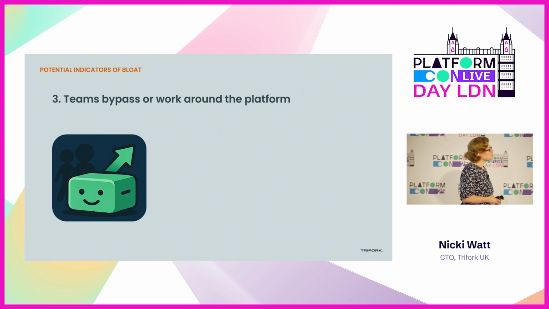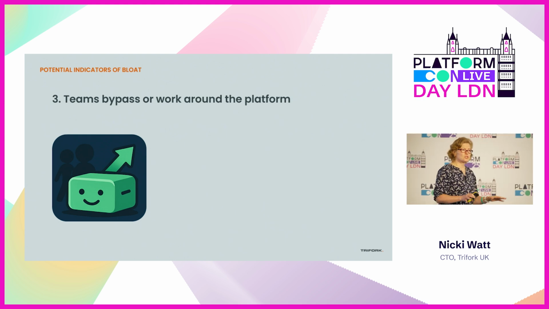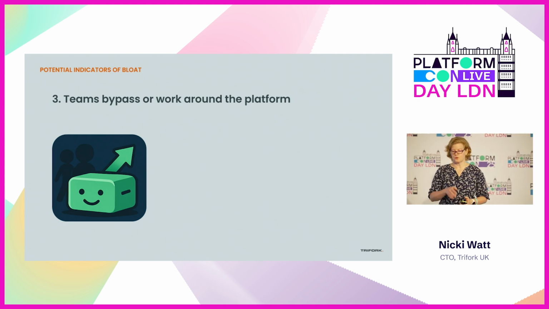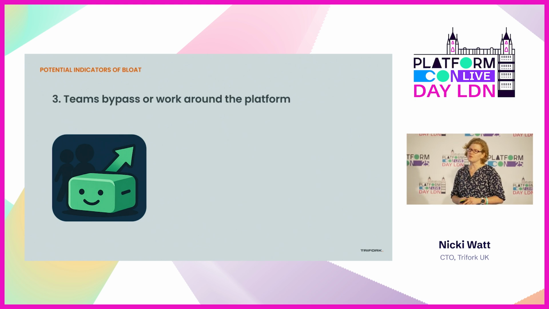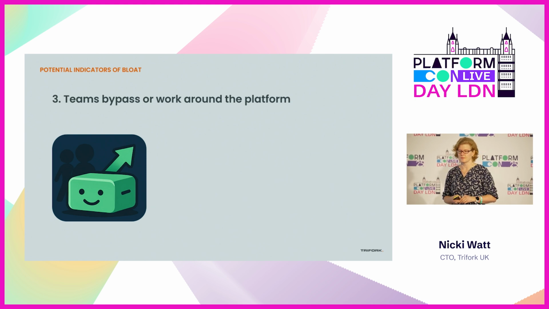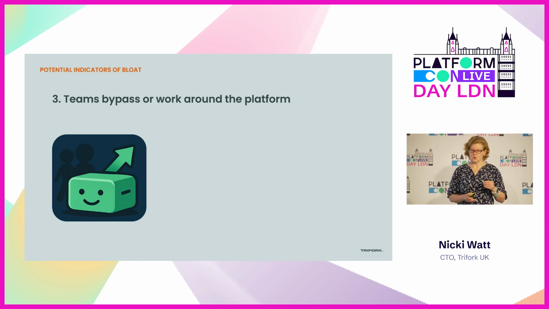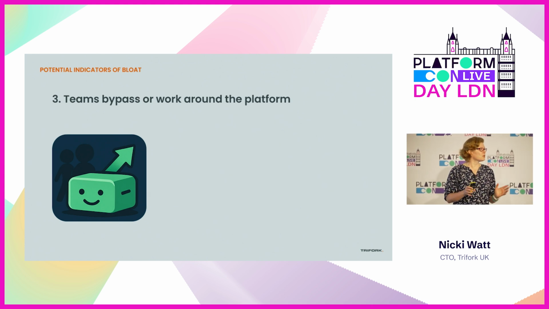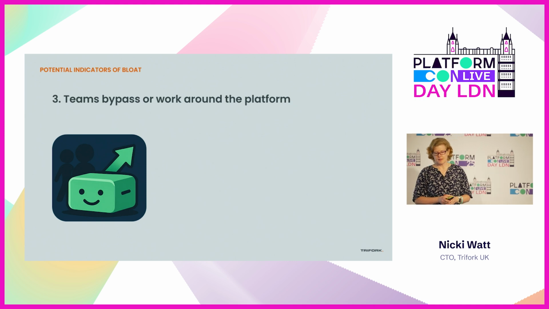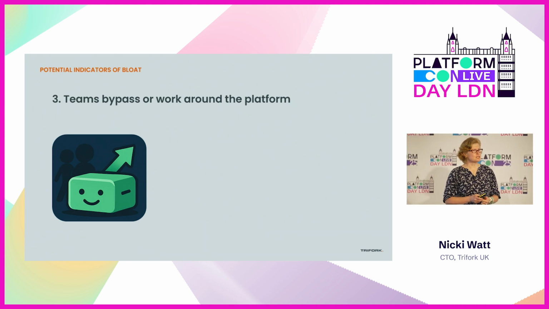The third one is where you find teams that are just bypassing or completely working around your platform. This suggests that your platform is no longer serving the use cases as effectively and efficiently as it may have done in the past. It's maybe perceived now as being slow or outdated, or maybe there is a lot of platform sprawl happening. It generally indicates a loss of trust in your platform when you see this. And as I say, there could be many reasons, bloat being one of them.